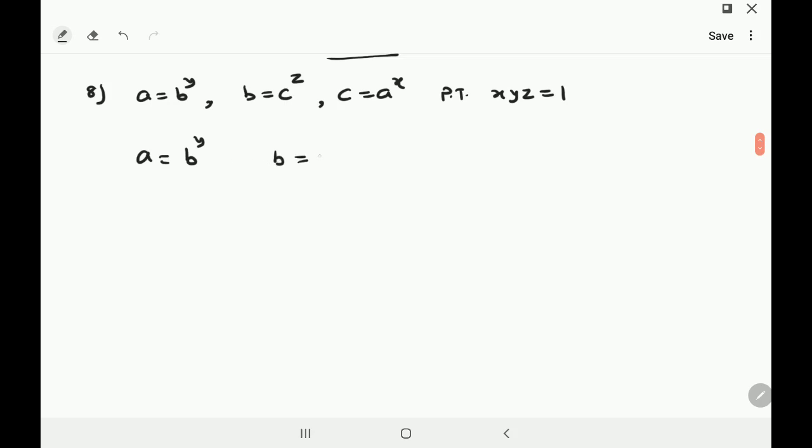B is equals to c raised to z and c is equals to a raised to x. How am I supposed to get xyz is equals to 1? Confusing, right? Okay, let's get started.